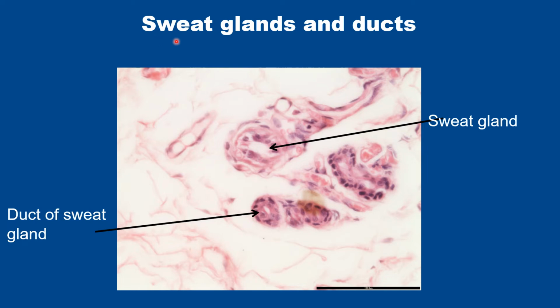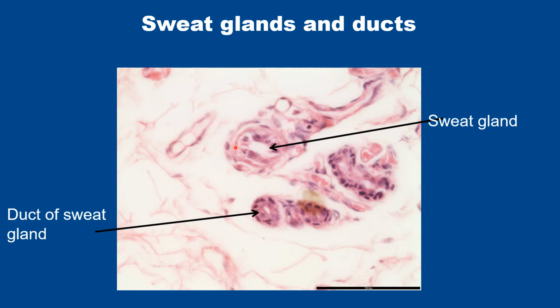Here is the sweat gland and sweat duct. The sweat gland is a coiled tubular structure, so you expect multiple lumens, and the sweat duct is more or less straight, and they open on the surface. So how do we differentiate between the sweat gland and the sweat duct?